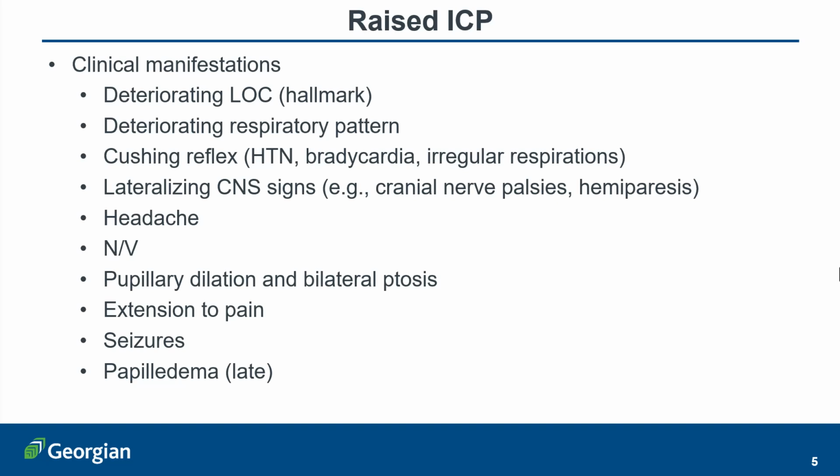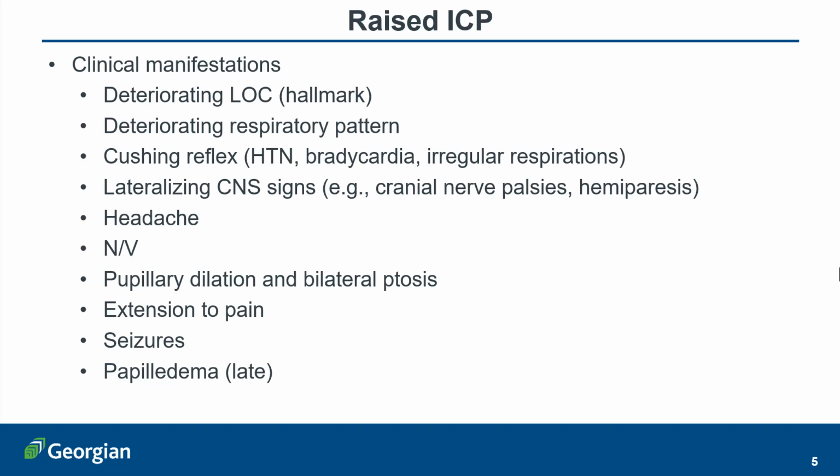More importantly are recognizing the clinical manifestations of a raised ICP. The hallmark clinical manifestation of a raised ICP is a deteriorating level of consciousness. In addition, there is a deteriorating respiratory pattern, which is part of the Cushing's reflex that we'll see. The theory behind that is that the increasing pressure alters the activity of the respiratory centers in the brainstem, which causes the very irregular breathing pattern.